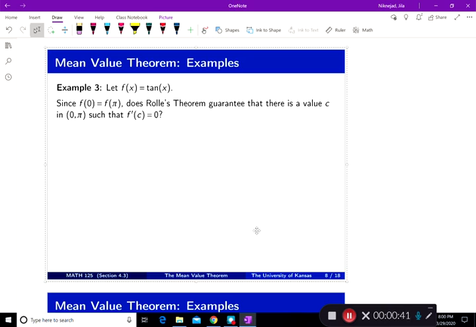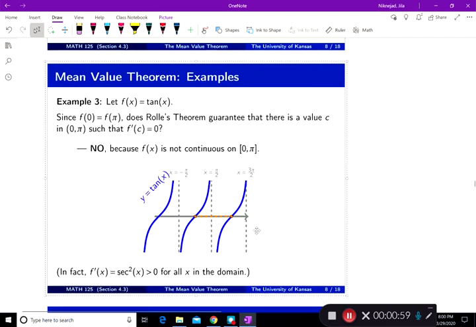What is f of 0? Tangent of 0 is equal to 0. Tangent of pi is equal to 0. Does Rolle's theorem guarantee that there is a value c in between 0 and pi such that f prime of c is equal to 0? And it does not, because look at this picture.